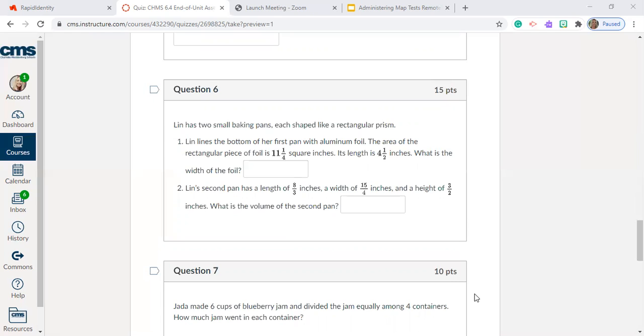All right, so in your notebook, you should have your rectangle drawn. Again, it gives us the area of the foil. So the space inside is 11 1/4. And then it gives us the length of 4 1/2 inches. The question is asking, what is the width of that foil? Take a moment to pause the video and solve the first part of this problem.